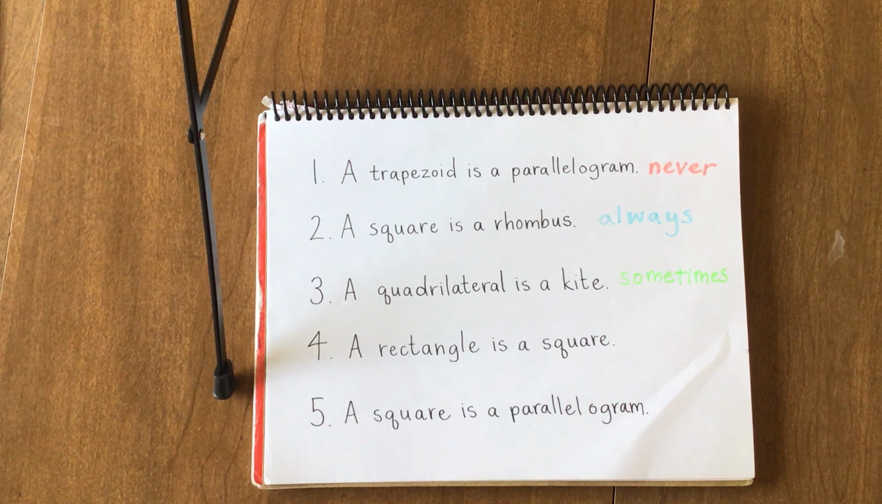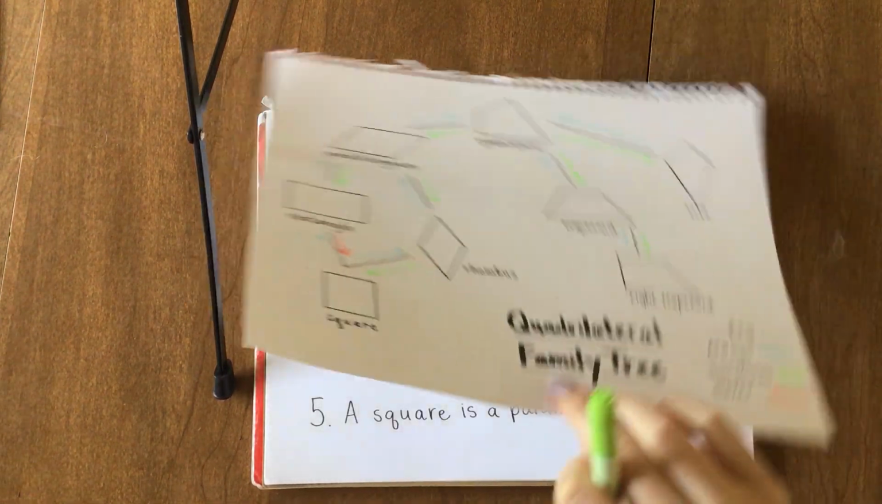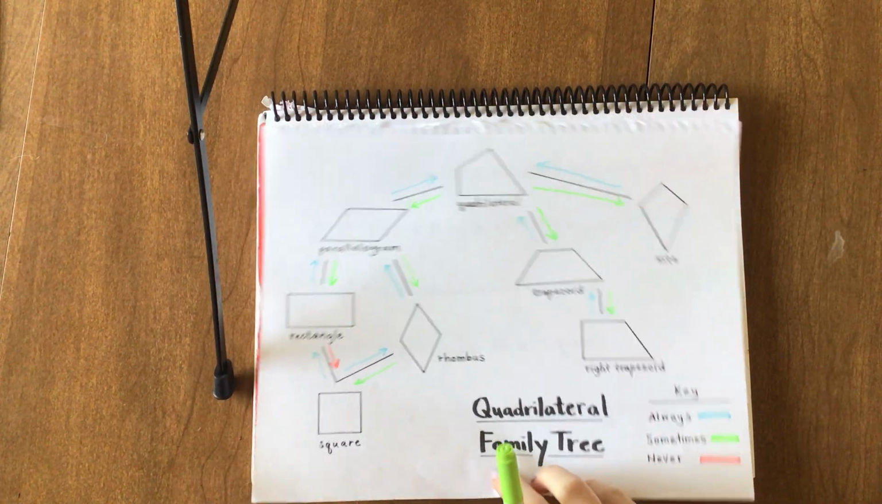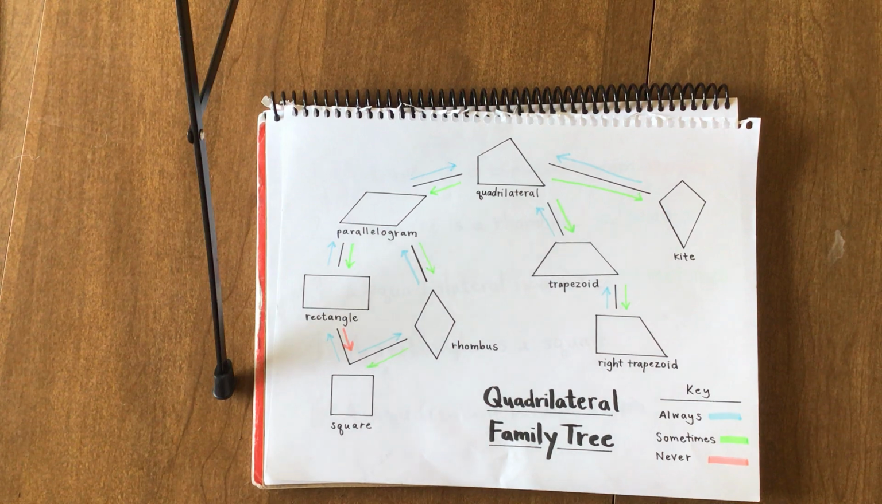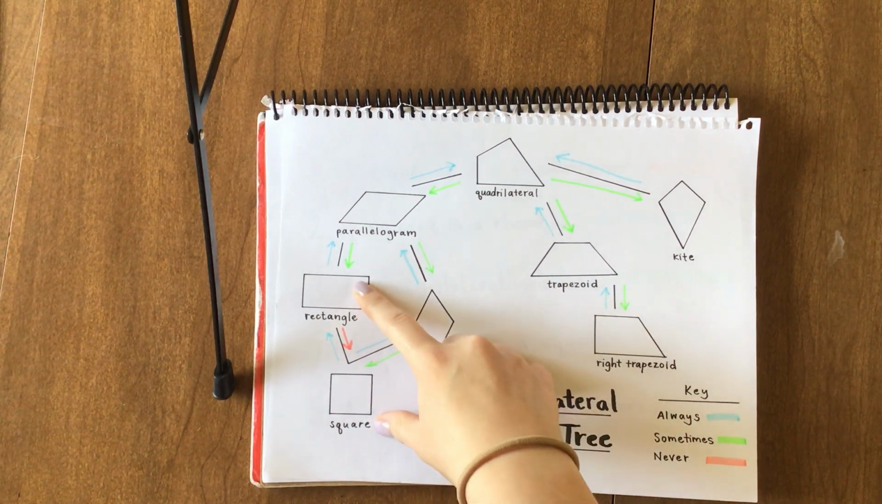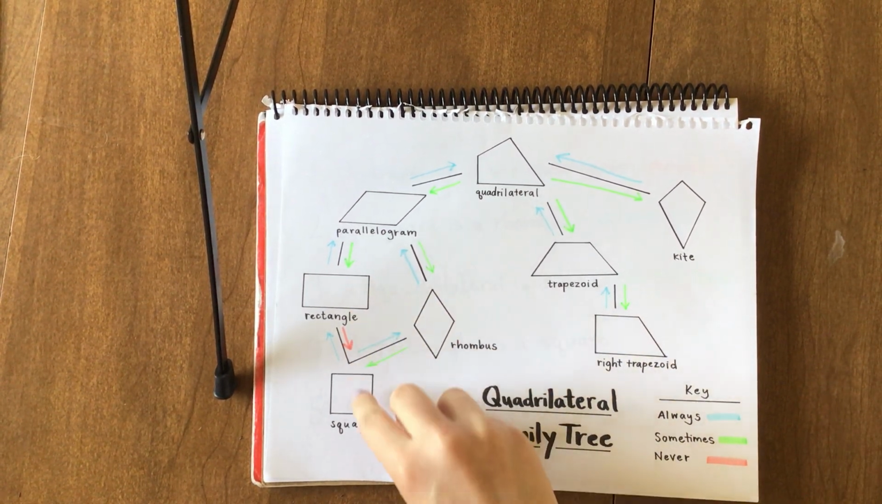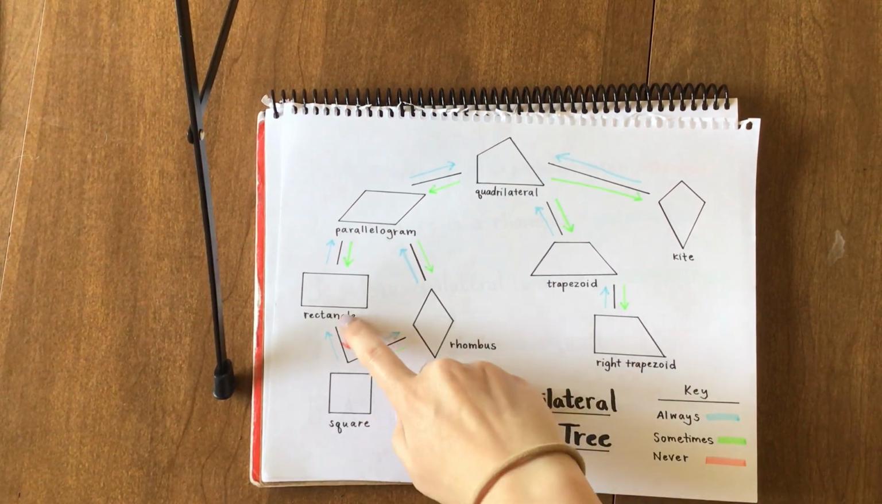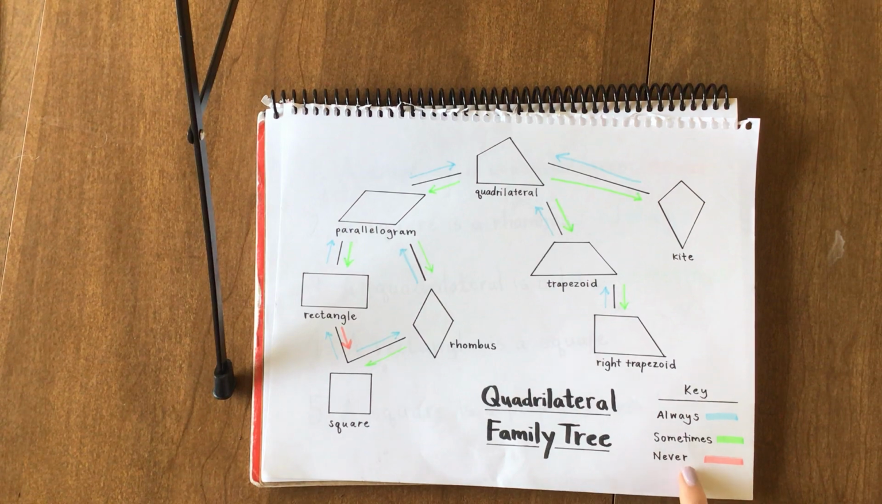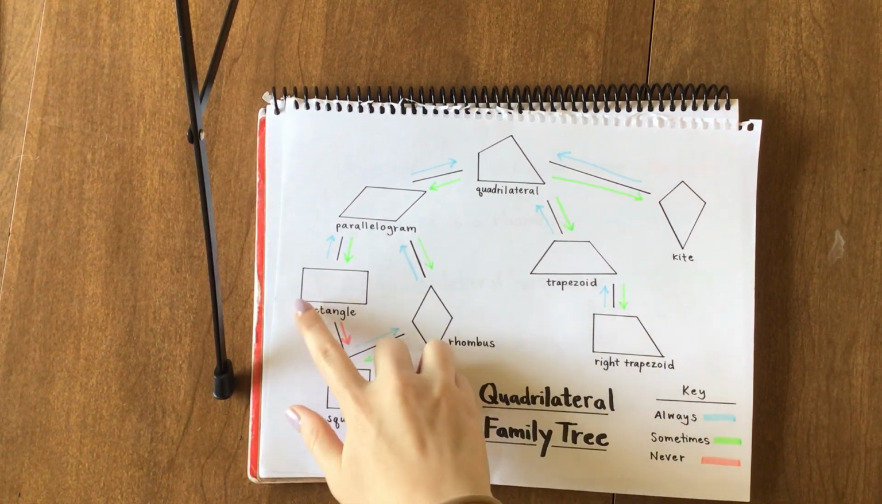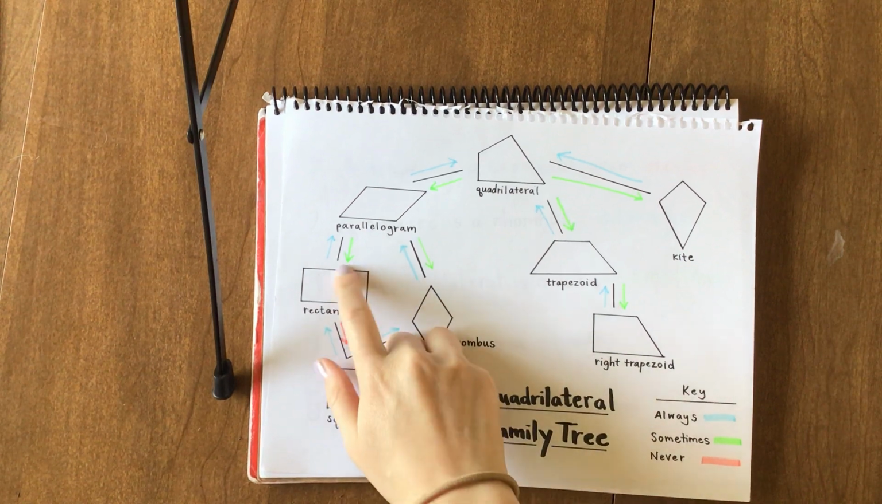Number 4, a rectangle is a square. Looking at the family tree and identifying the rectangle and its relationship with the square, we can see there's a pink arrow, which means that a rectangle is never a square. This is because a rectangle does not have all equal sides.